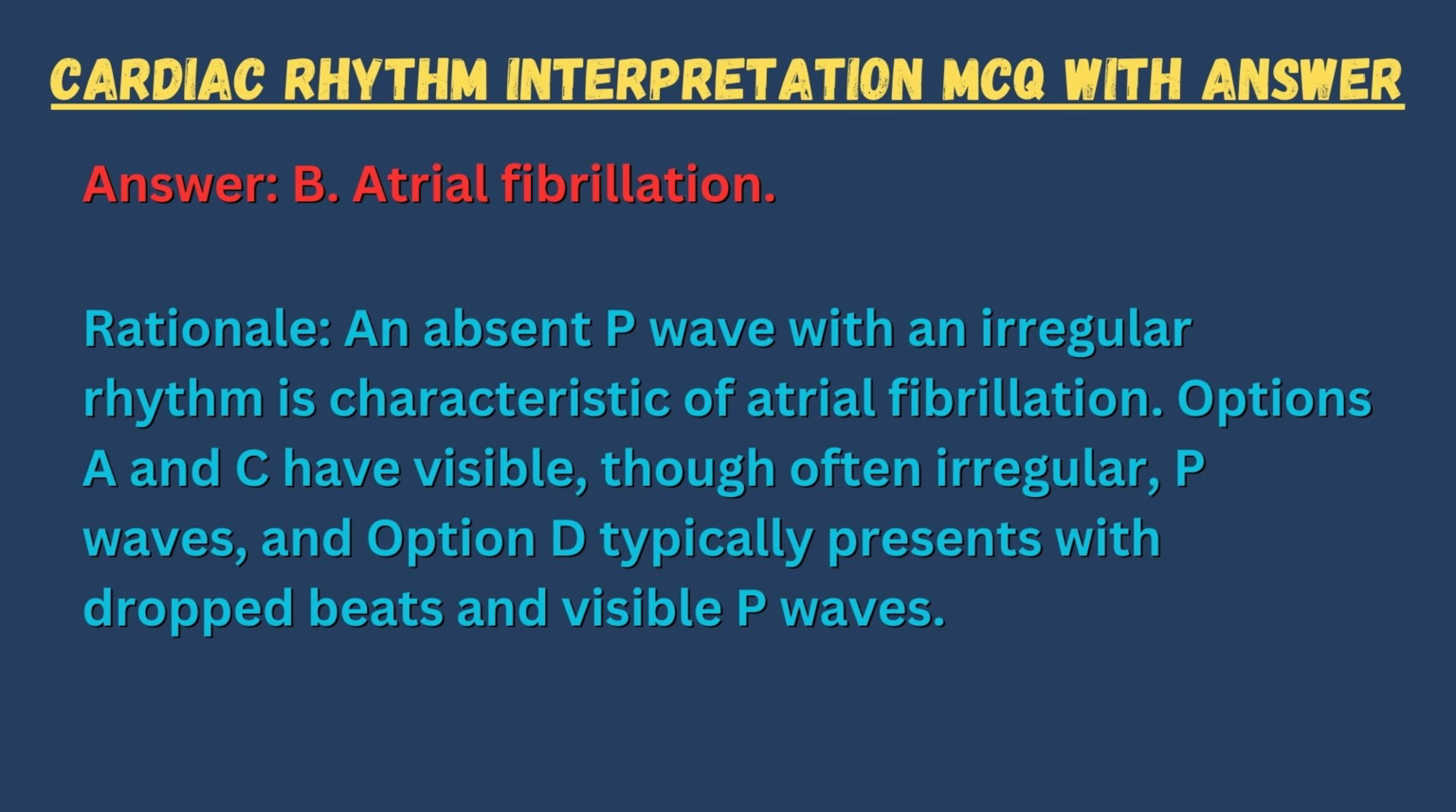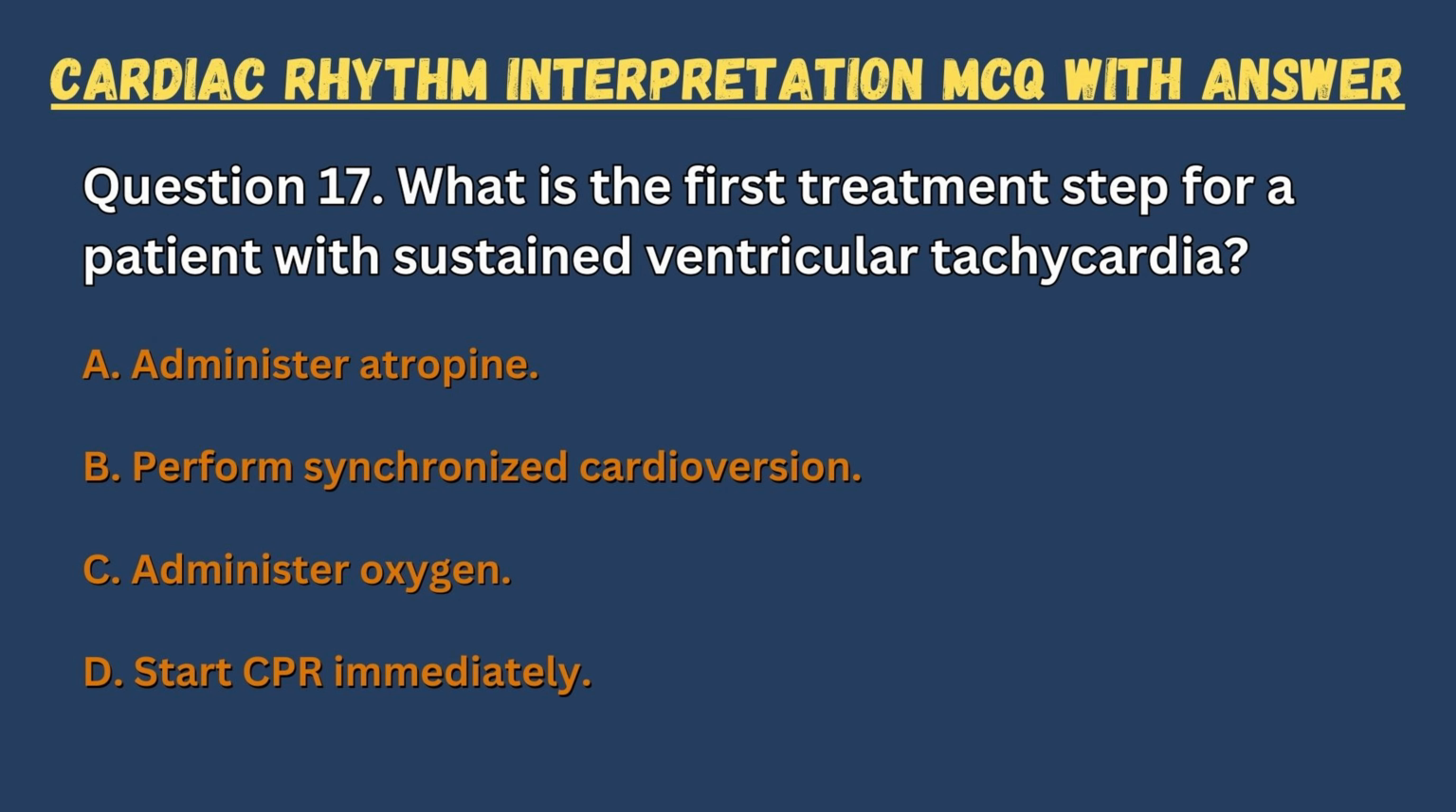Answer: B. Atrial fibrillation. Rationale: an absent P wave with an irregular rhythm is characteristic of atrial fibrillation. Options A and C have visible, though often irregular, P waves, and option D typically presents with drop beats and visible P waves.